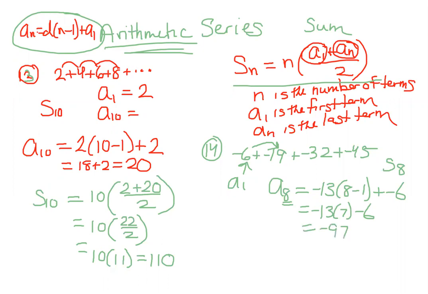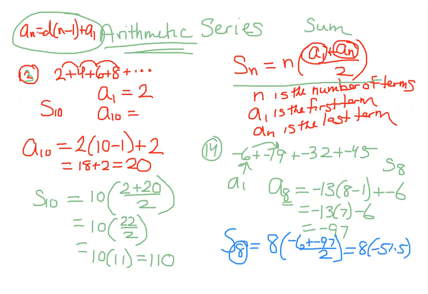So to find our S8, we're going to take n, which is 8, times the first term plus the 8th term over 2, which is 8 times -51.5, which is -412. All right. Two more.